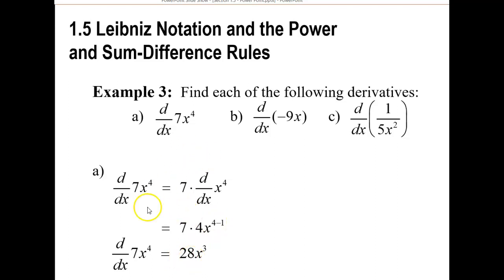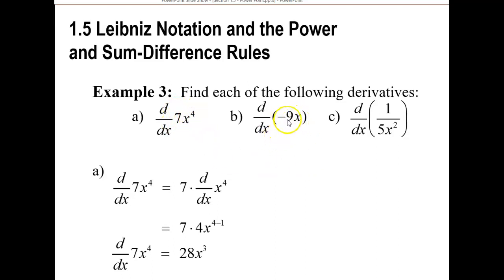And really, you don't have to show all of these little steps. It's just bringing down the 4 to the front and multiplying it by 7. That's a 28. And then x to the power of 1 less than 4. So 4 comes down and becomes the 28 coefficient. And then this becomes x to the 3rd.